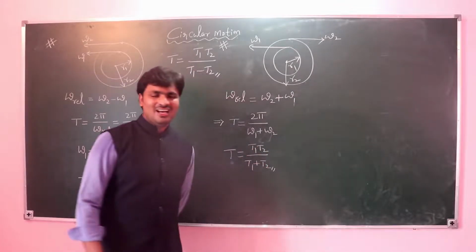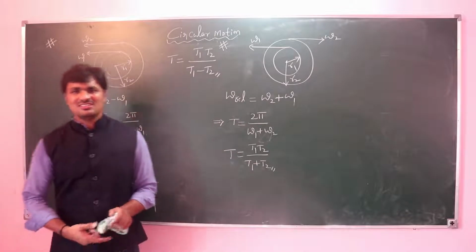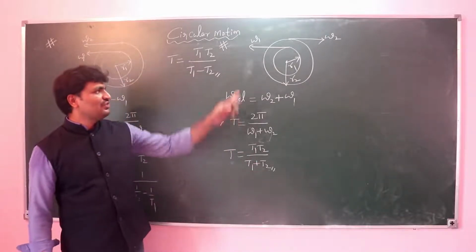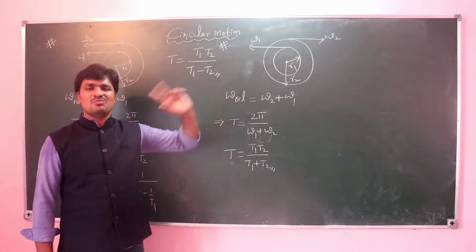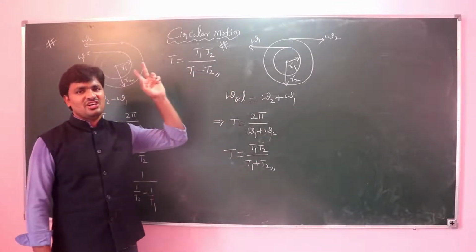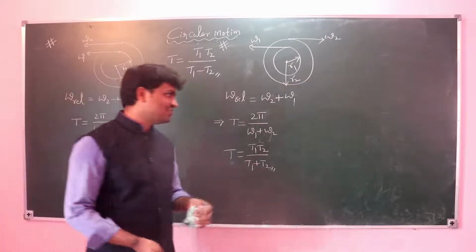t1 t2 upon t1 plus t2. This is simply the time gap between the two particles. Both are moving with opposite angular velocities, opposite to each other, as well as in the same direction.